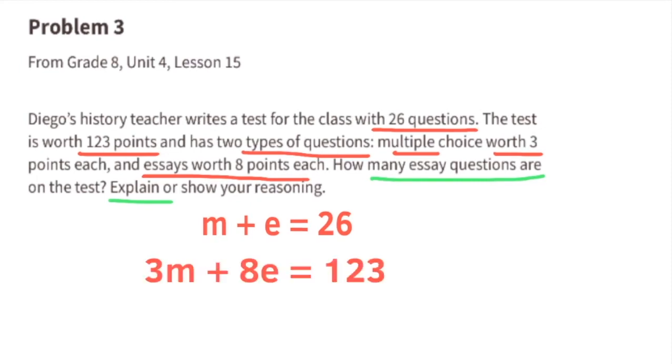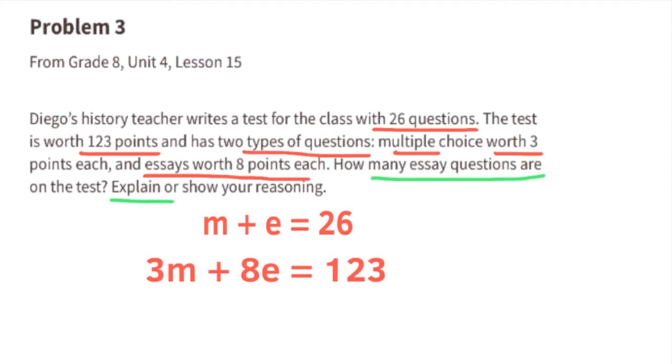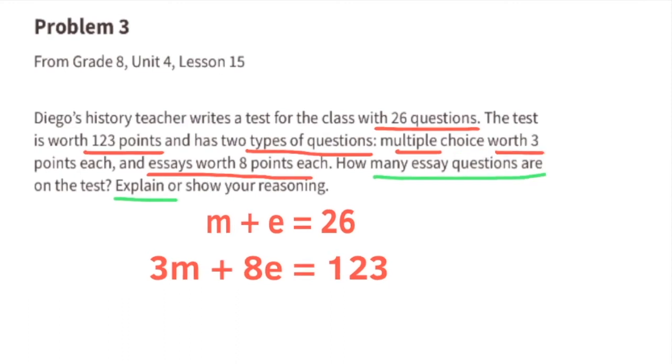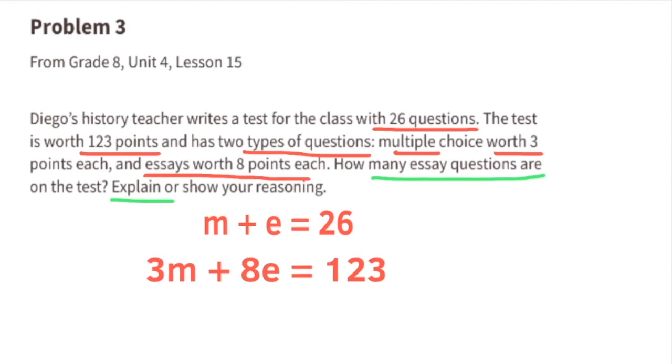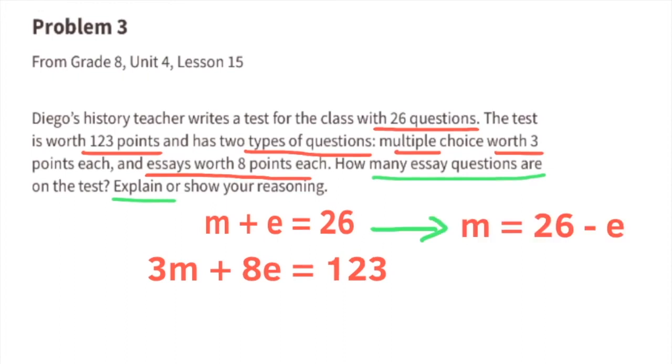Since multiple choice questions are worth 3 points each, we can represent multiple choice as 3M, and essay questions are worth 8 points each, so we can represent essay questions as 8E. The whole test is worth 123 points. The 26 questions represents a total of 123 points. So the equation reads 3m plus 8e equals 123. Let's solve for m in this first equation. We can do that by subtracting e from both sides. M equals 26 minus e.